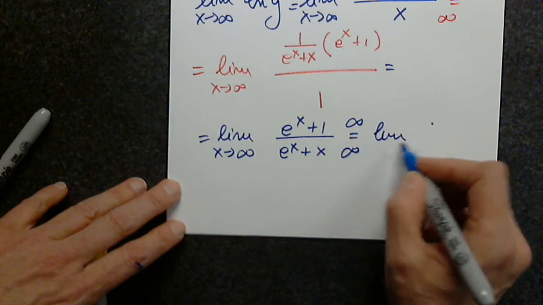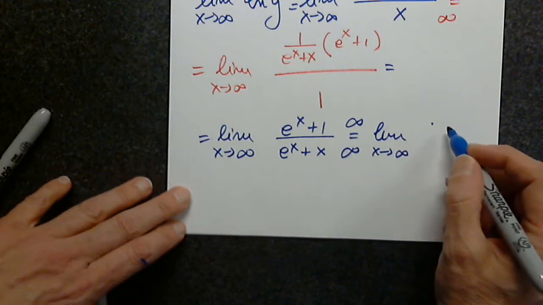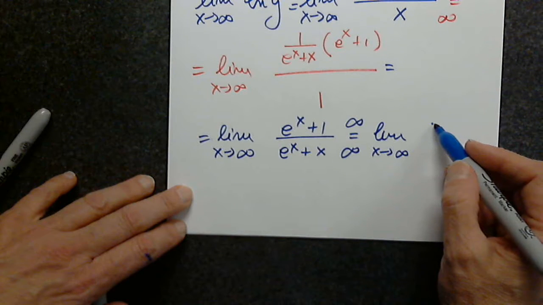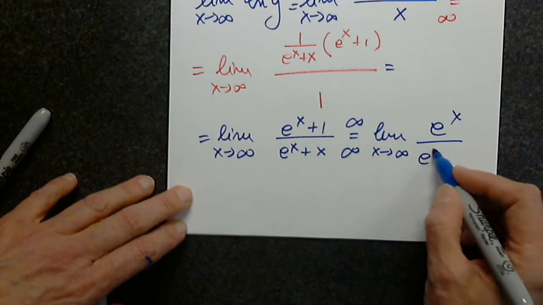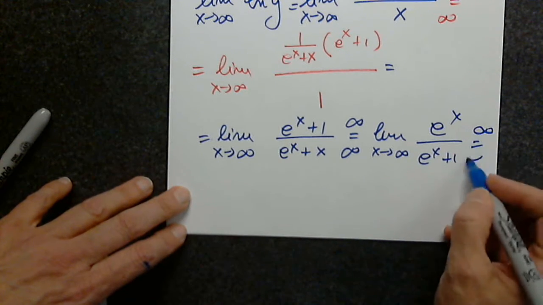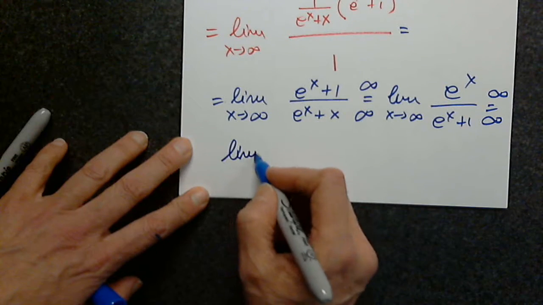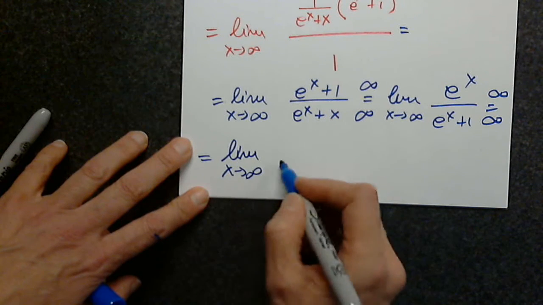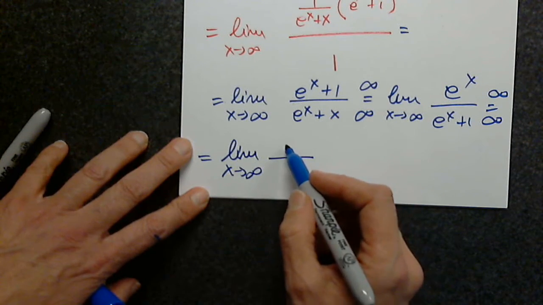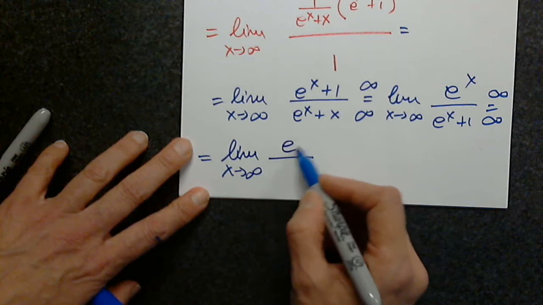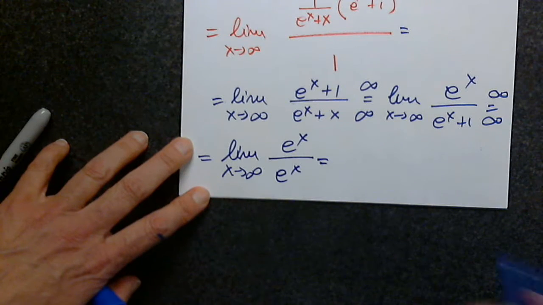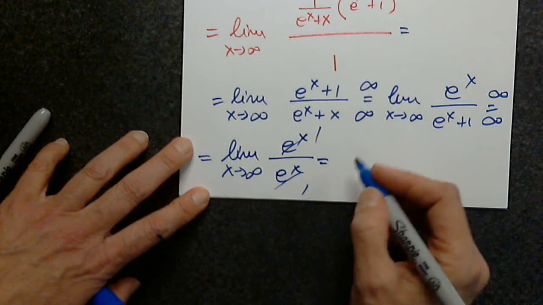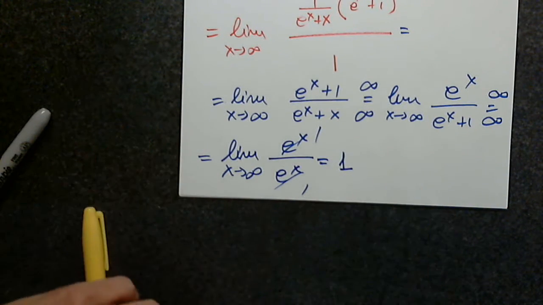So then again, limit as x approaches infinity. The top is, the bottom is, good. Still infinity over infinity. So limit as x approaches infinity from the top, and the bottom is, good. Now I don't have to do anything because these two go away, and the answer is 1.